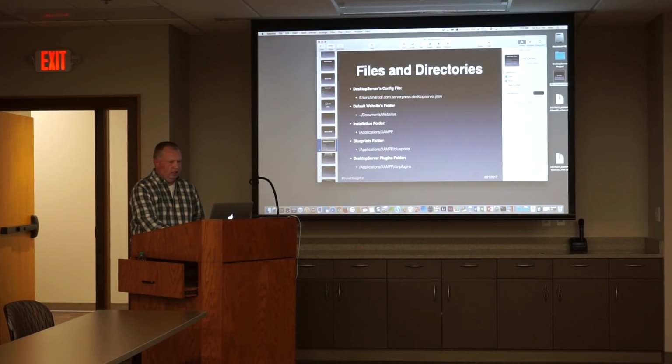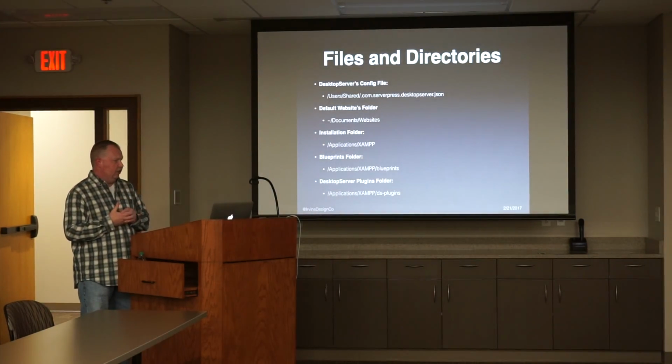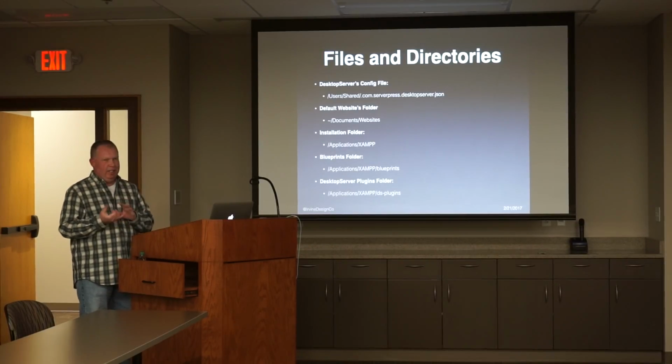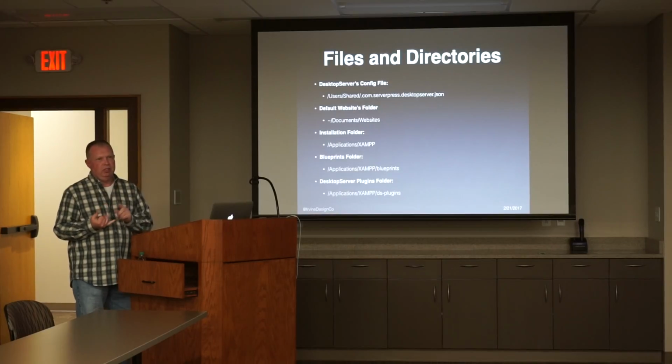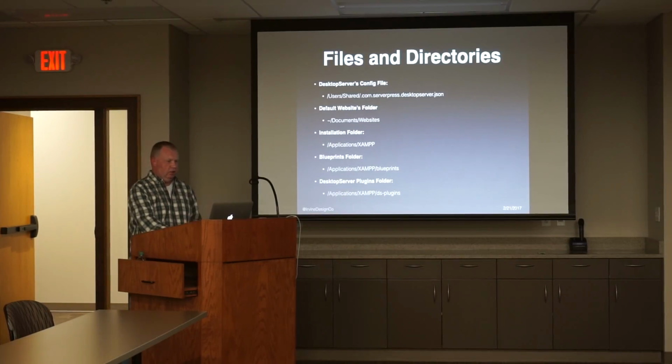These are kind of the files and places that the way this thing's configured is. There's a config file. If you need to make any configuration settings to your DesktopServer config, by default it uses the Safari web browser. If you wanted to use Chrome, you have to go in and modify a config file, which is located in the user shared ServerPress desktopserver JSON file. Just want you to know that file exists out there.